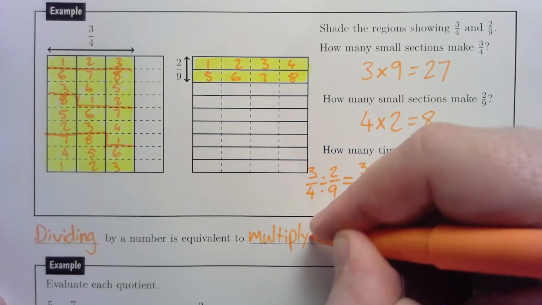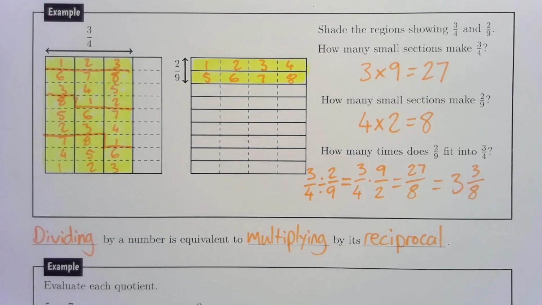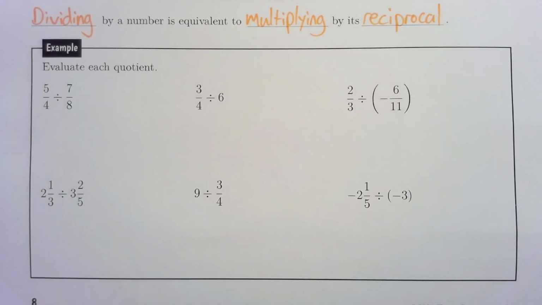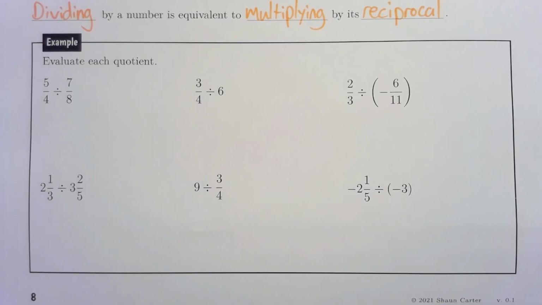Now, if we actually stop and think about it, this makes sense because the reciprocal is what we call the multiplicative inverse, as in it's the opposite number when it comes to multiplying. And division is the inverse process of multiplying. So as some examples, let's look at evaluating some quotients, that is division problems, using this method.